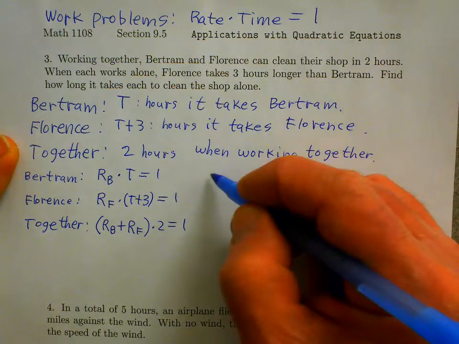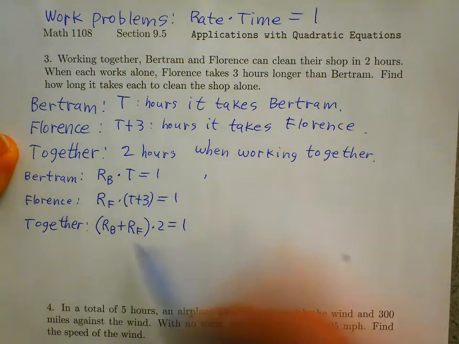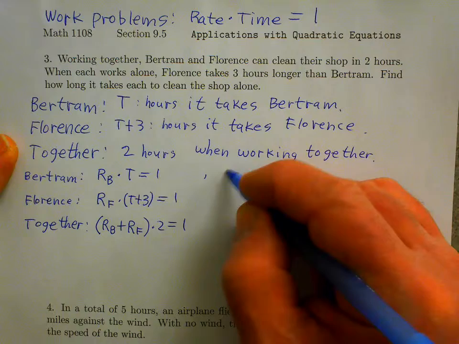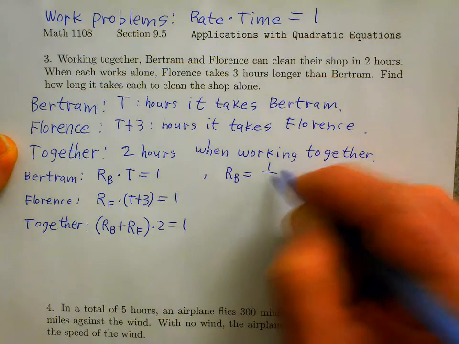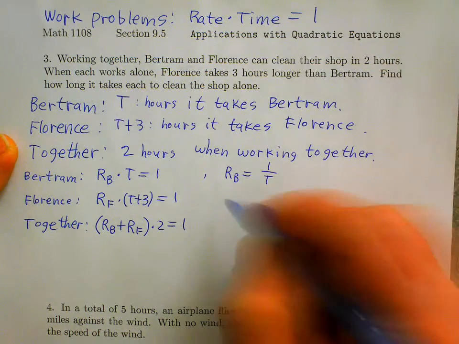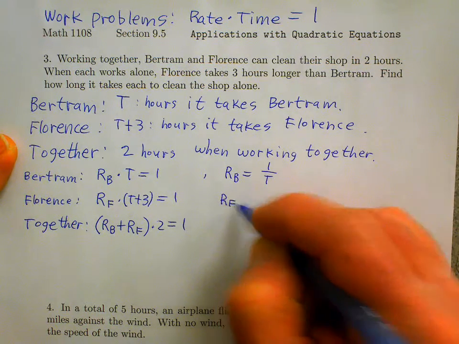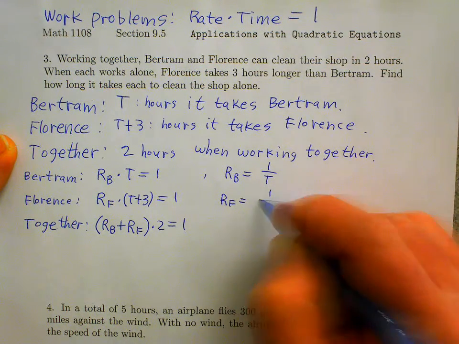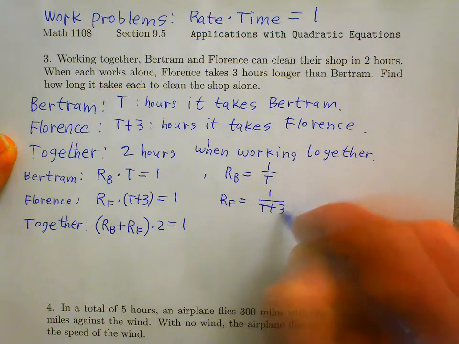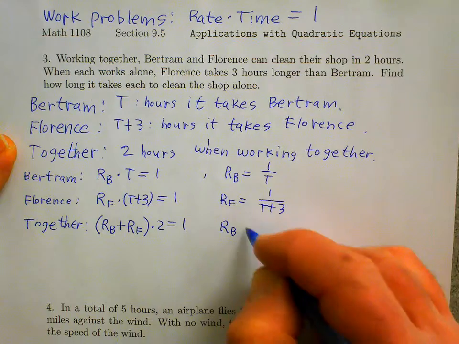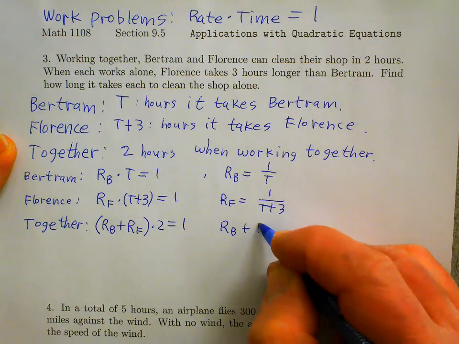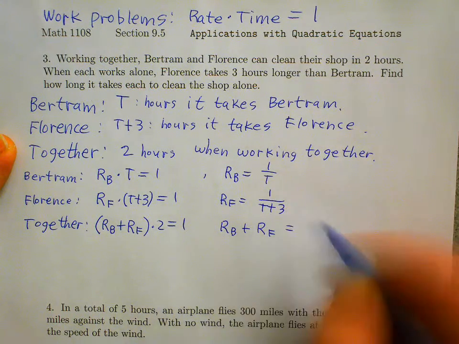Okay, then we solve each of the 3 equations for the rates. Bertram's rate is 1 divided by t. Florence's rate is 1 divided by t plus 3. And the sum of the rates, Bertram's rate plus Florence's rate, is 1/2.